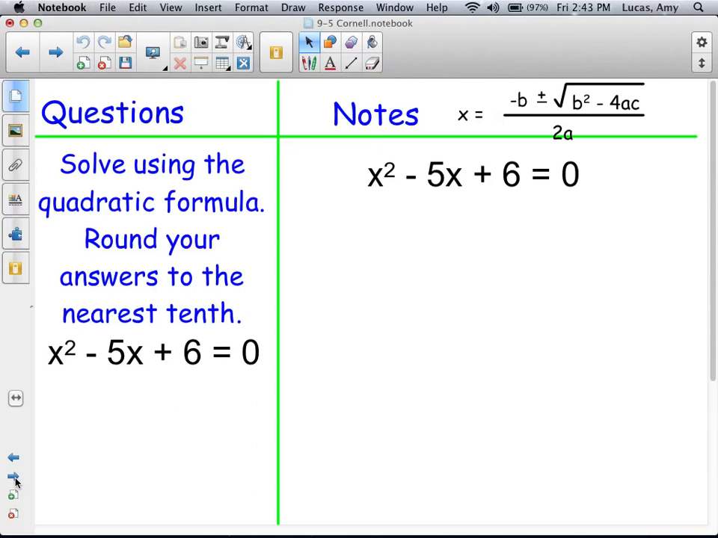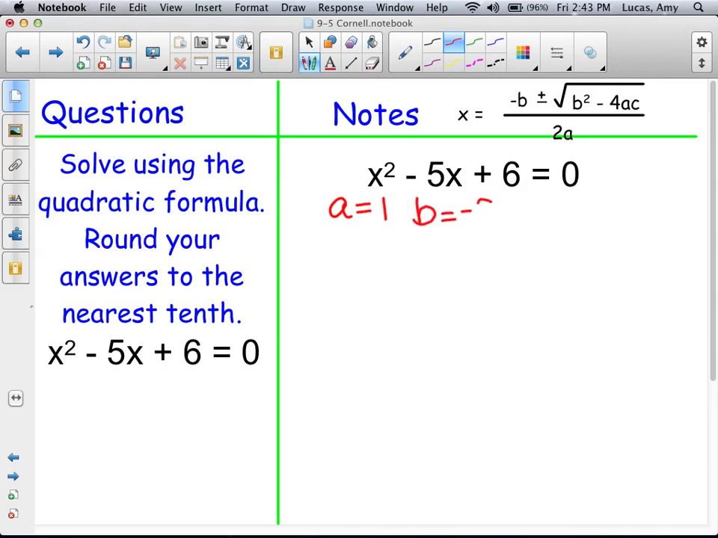Okay, now, as an example, solve using the quadratic formula. Round your answers to the nearest 10th. Our first example is x squared minus 5x plus 6 equals 0. So I'm going to substitute A equals 1, B equals -5, and C equals 6 into the quadratic formula.